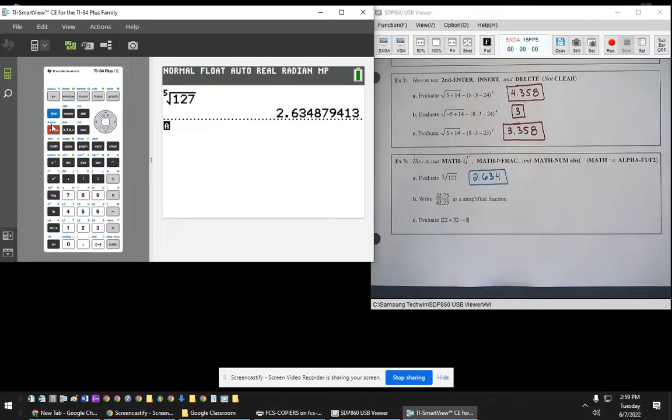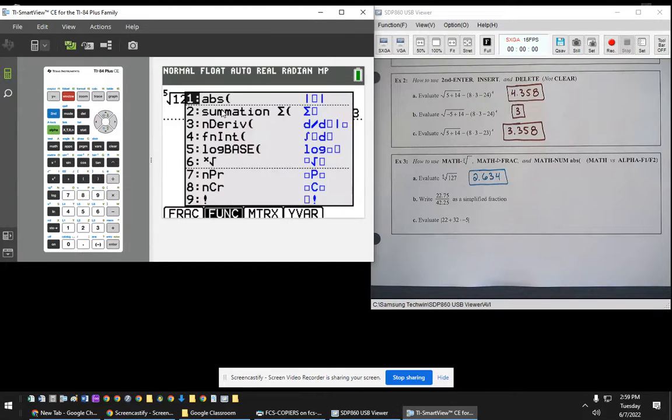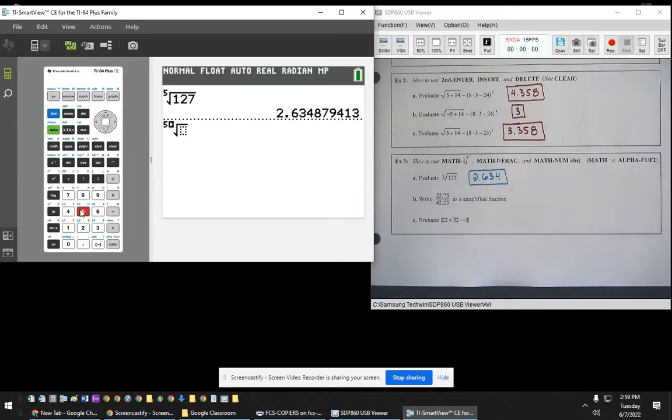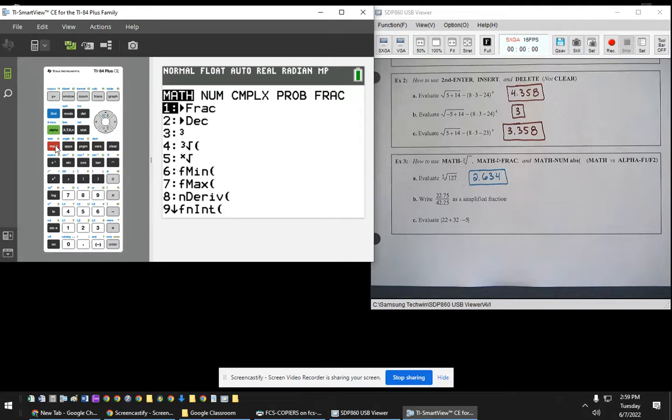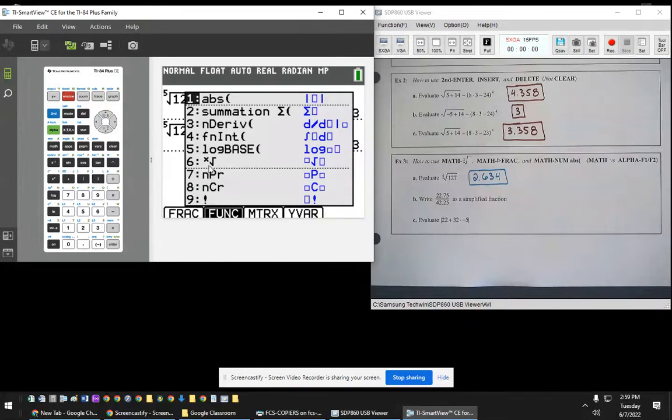Or if I hit alpha and F1, I get a whole list of options. If I hit alpha and F2, I get a whole other list of options. So in this case, if you think that's quicker, you can do it this way. I can go down to the X root, hit enter, or number 6. And what it'll do is leave me a blank to put in my 5, and it leaves me a 127 to put in my value, and I get the same answer. So I don't care which one you use. You can go to math and find it, or I can go to alpha F2 and find it there. Alpha F2 just organizes a lot of the stuff into one big space.